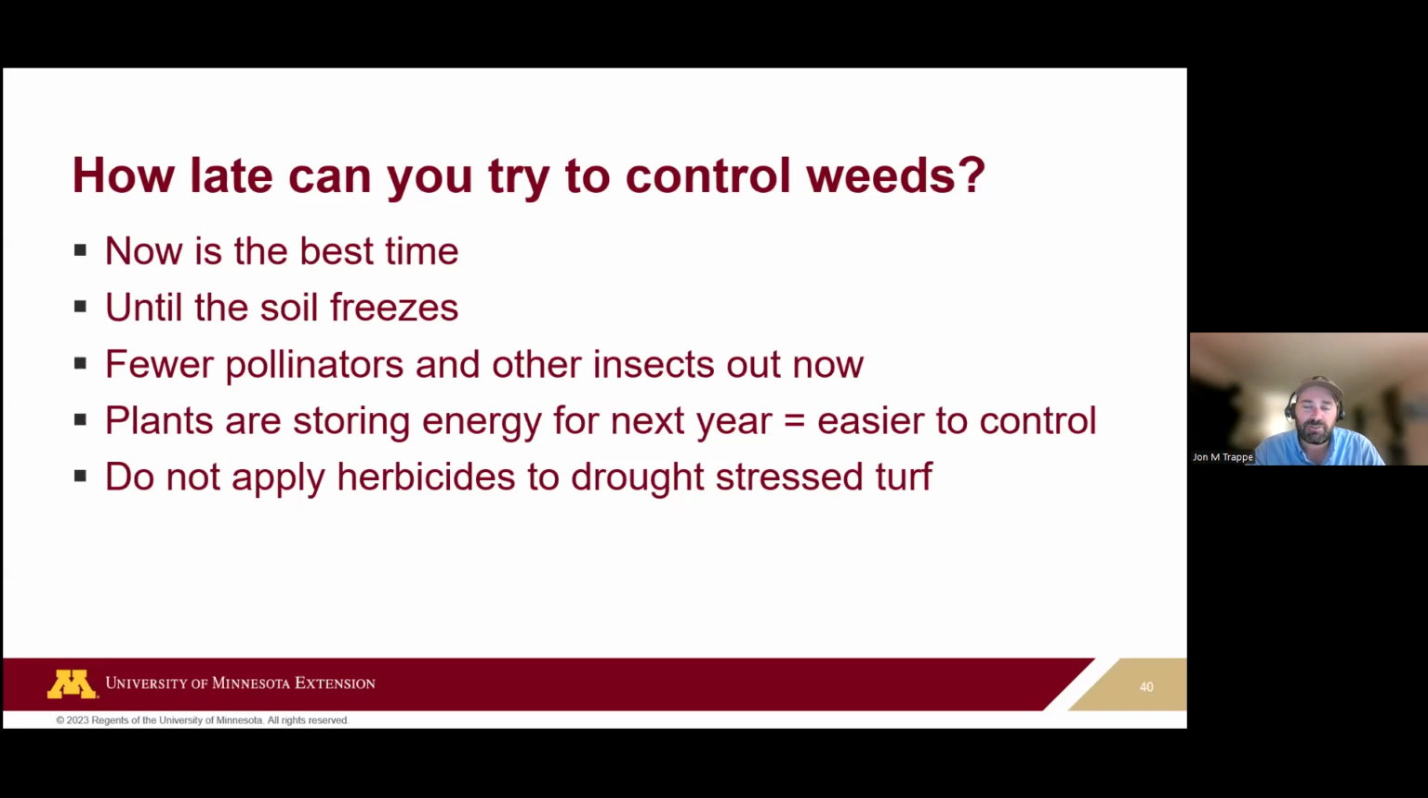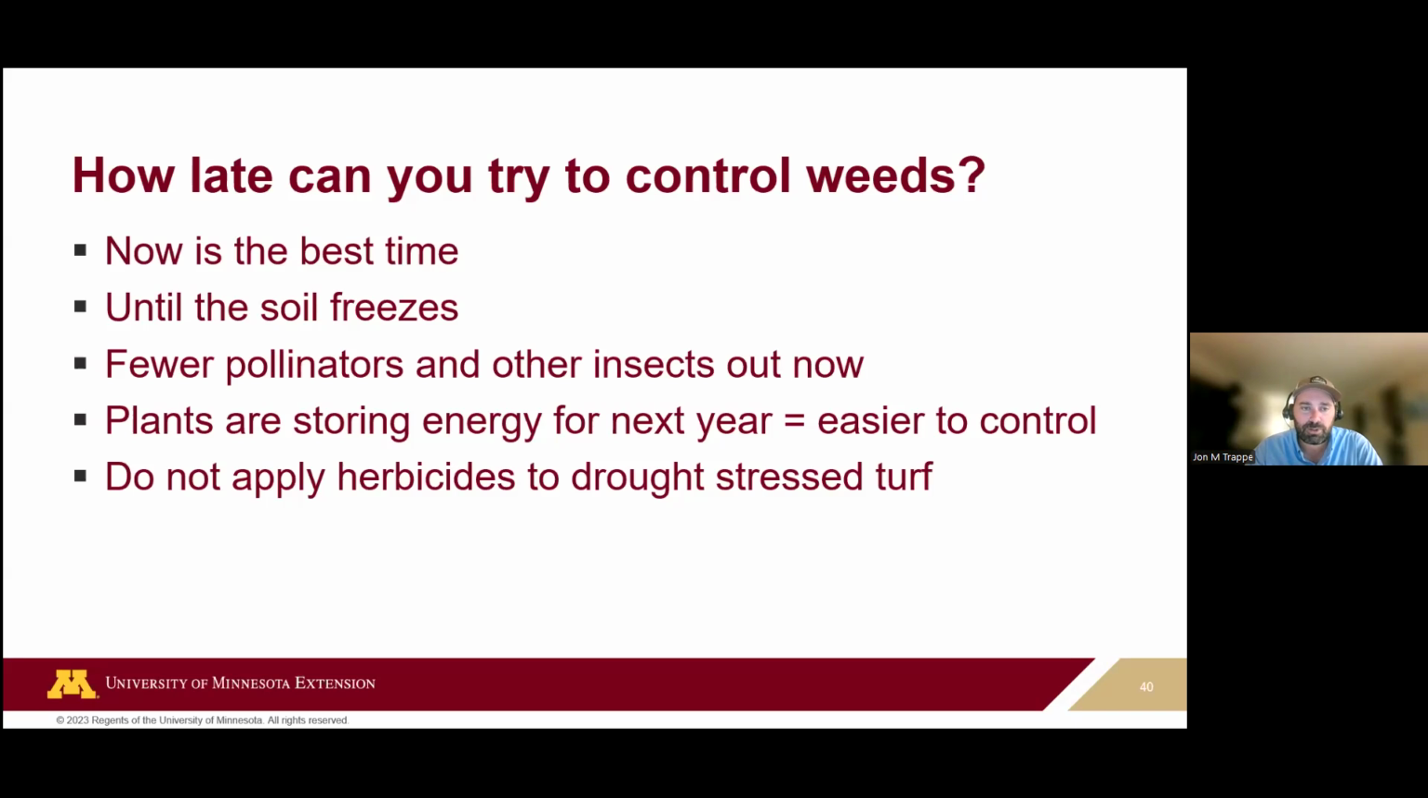You also have the added benefit of the fact that there's fewer pollinators and other insects that are going to be out at these time frames. So even if they were susceptible, they're just not going to be there and be exposed to these herbicides. But if you think about how the plants are actually growing, they're storing their energy for next year. They're basically sending every piece of energy that they're producing to their roots or their storage structures. And just as they're doing that, they're going to be translocating that herbicide. It makes them much easier to control this time of year.